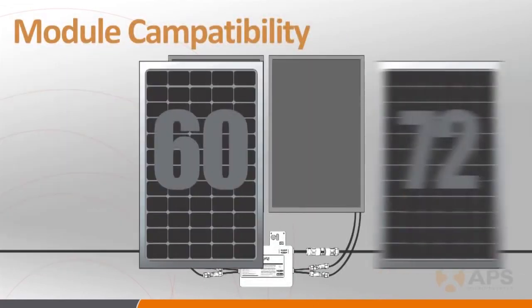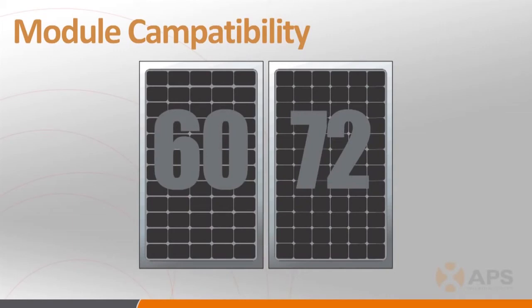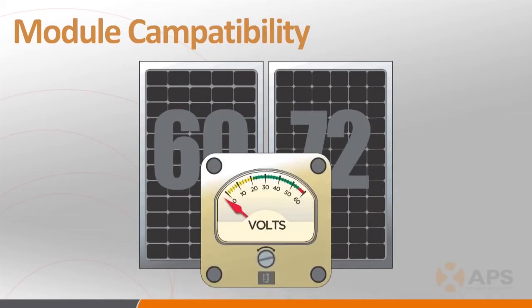The YC500 is compatible with both 60 and 72 cell PV modules with a voltage range of 22 volts to a maximum of 55 volts. It requires the 22 volts to energize. Anything below that voltage level on the input side of things, and the inverter will not power up.